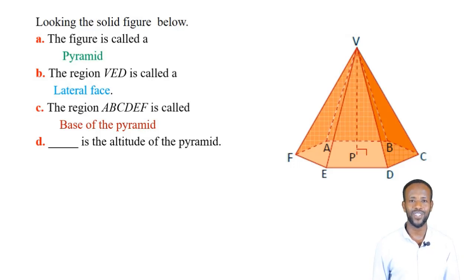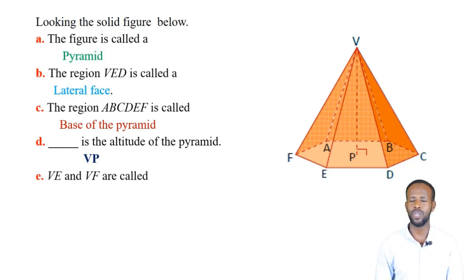Very good. So therefore, VB is the altitude. Why? It comes from the vertex and is perpendicular to the center of the polygon, isn't it? Therefore, it is the altitude of the pyramid. Okay. VE and VF are called what? What do we call the line segment VE from the vertex to one vertex of the base? VF, also another one. So what do we call this?